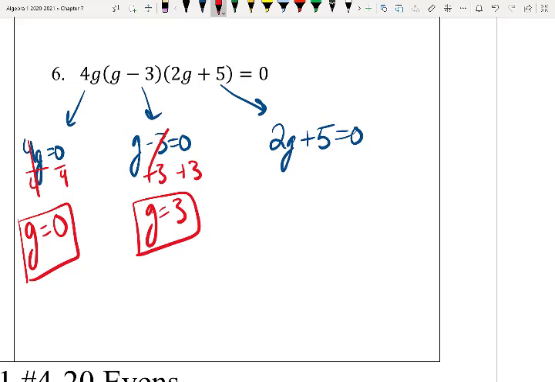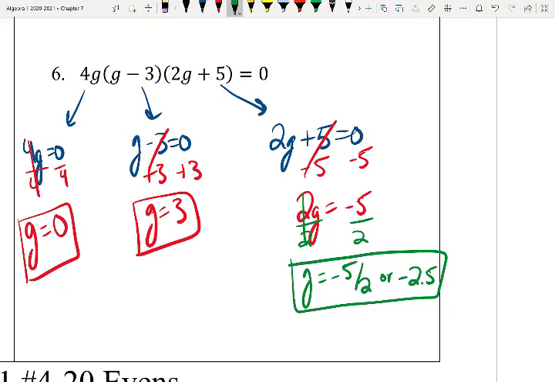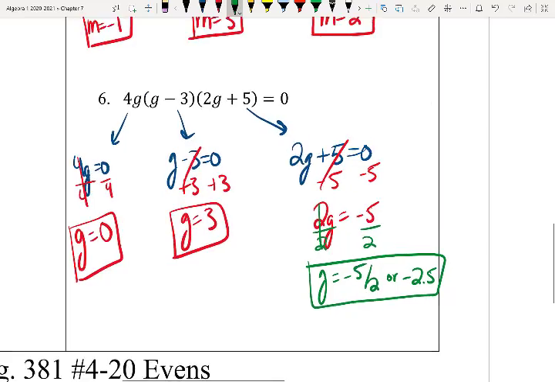And then factor number 3, that's going to be our hardest one here. We've got to subtract 5 on both sides. That gives me 2g equals negative 5. And then I have to divide by 2 on both sides. That gives me g equals negative 5 over 2, which is negative 2.5. So those are my 3 solutions, 0, 3, and negative 2.5, or negative 5 over 2. And that's pretty much it.